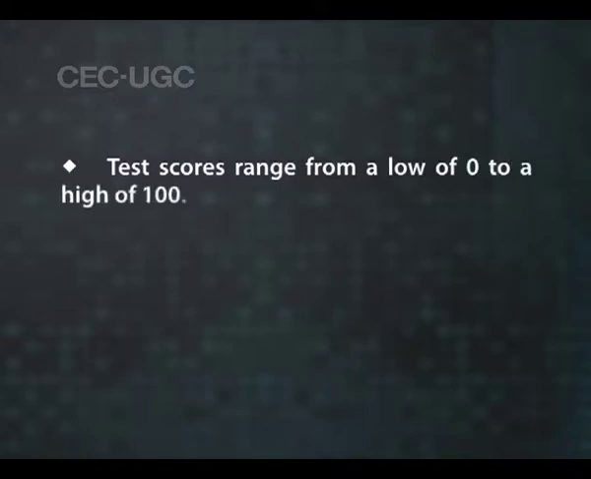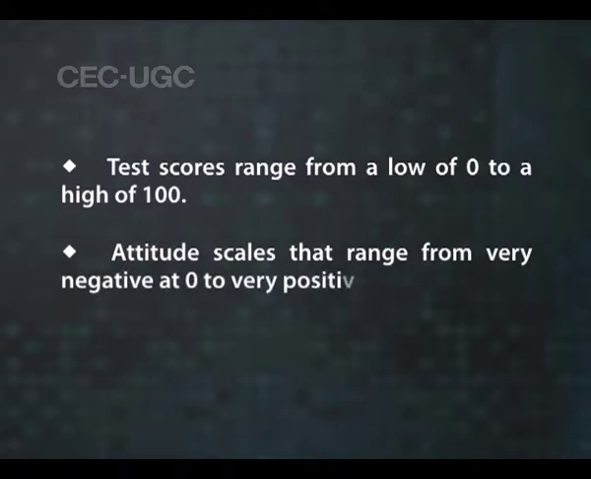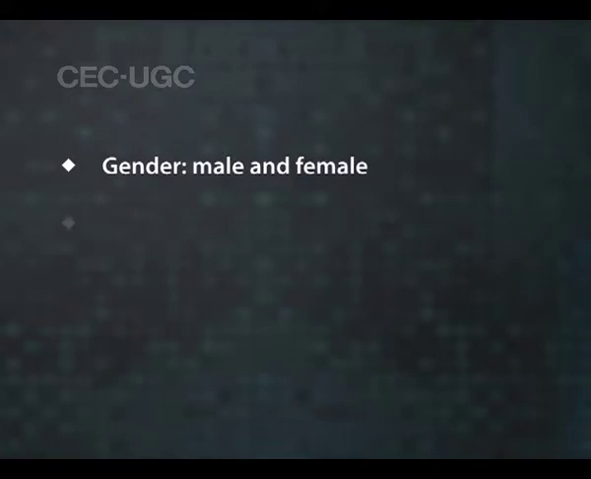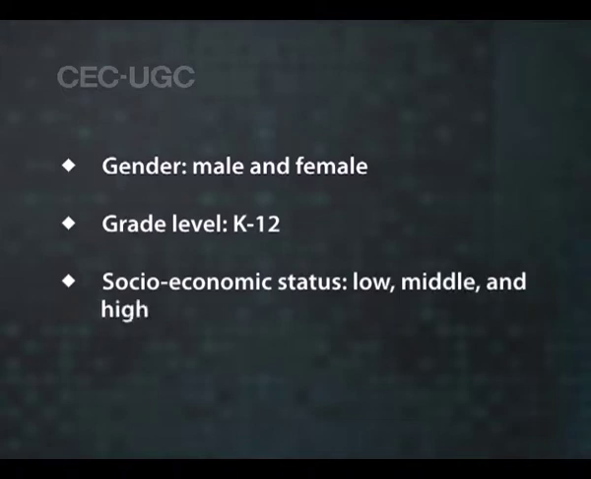Continuous and categorical. Continuous variables are measured on a scale that theoretically can take on an infinite number of values. Example, test scores range from a low of 0 to a high of 100. Attitude scales that range from very negative at 0 to very positive at 5. Categorical variables are measured and assigned to groups on the basis of specific characteristics. Example, gender, male and female, grade level K-12, socio-economic status, low, middle and high.